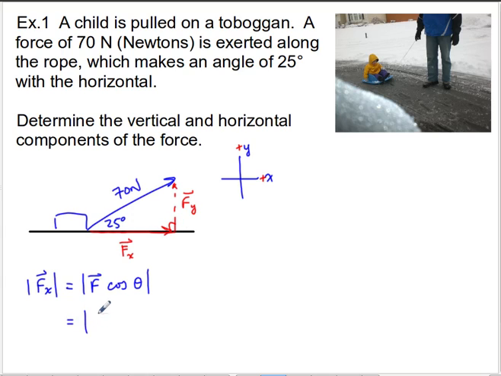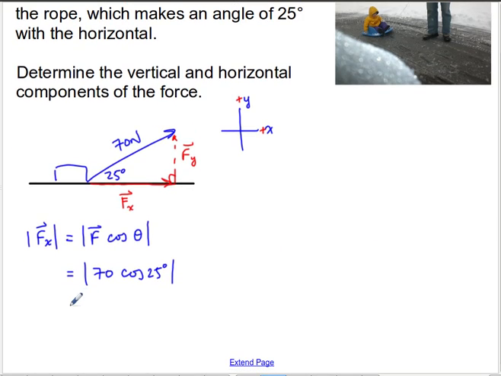So that works out to be the magnitude of the force, which is 70, and then we've got the cosine of the angle. You might say, well, why do you still have the absolute value sign? It's because I'm calculating the size of this side. And if the angle was bigger than 90 degrees, I would get a negative result. So I don't want that.